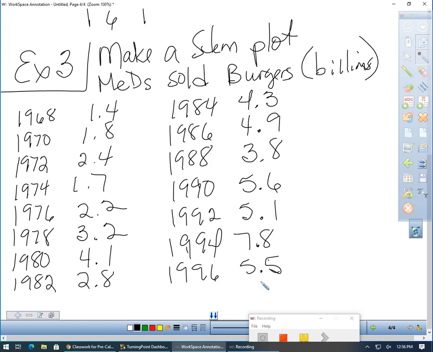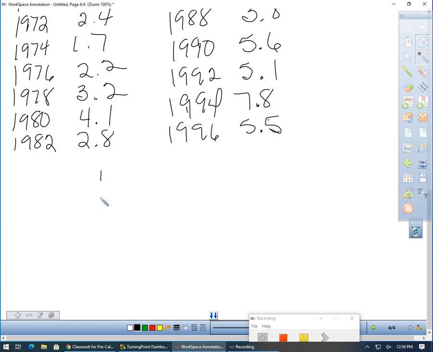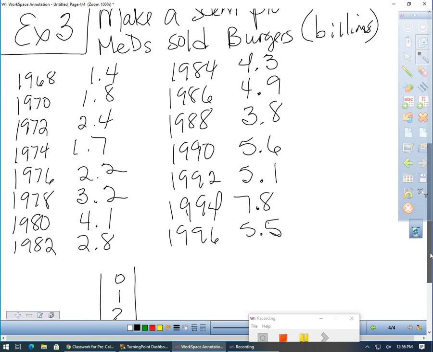You can see that they all start with single digits and then a decimal. So our stem is going to be your single unit. We're going to start at 0, 1, 2, 3, 4, 5, 6, and 7. Do we have anything higher than 7? Nope. Okay.